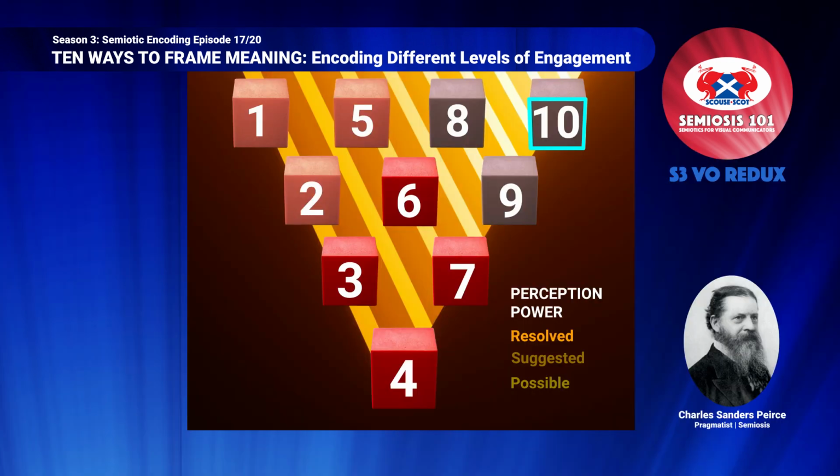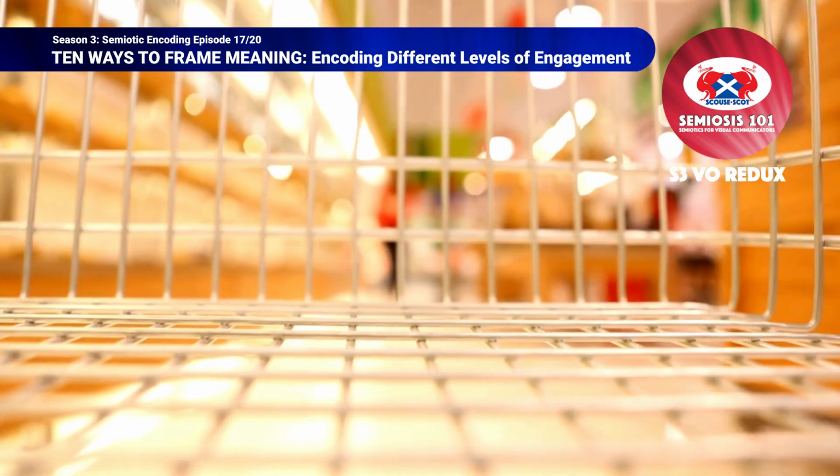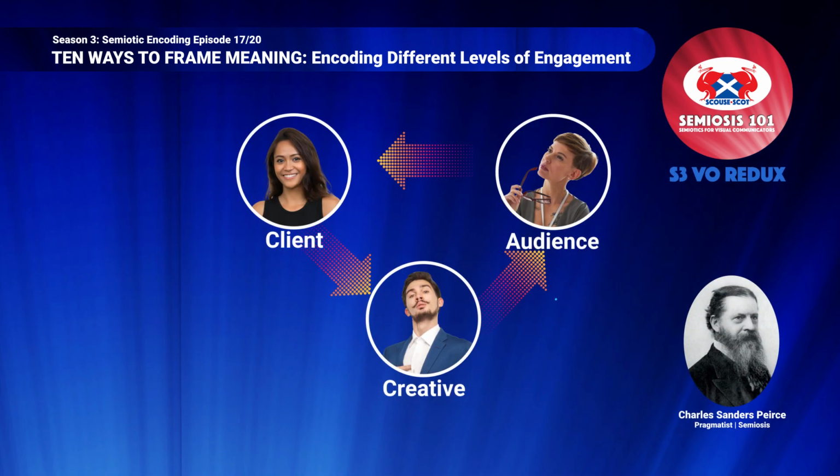Finally, at a higher semiotic intensity perception level, Peirce's argument, only sign class 10 works at this resolved perception level. The client needs the audience to only buy beans from them. They are in business. They want to lead the market.